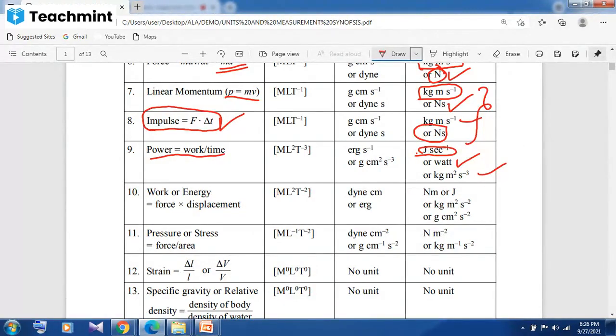Next, what is work or energy? Energy and work share the same SI unit. Work is equal to force into displacement. If a force is applied on a body, how much displacement takes place, that is force into displacement. That is called work. Energy also has a similar effect. They have the same unit, Newton meter, or you can write it as kg meter square per second square, or in the CGS system, gram centimeter square per second square.